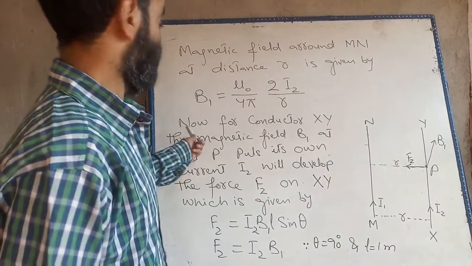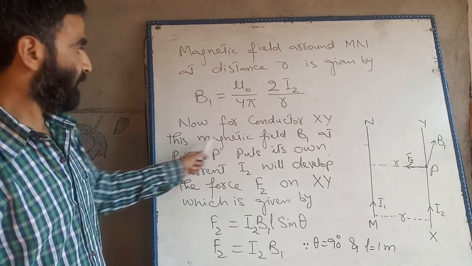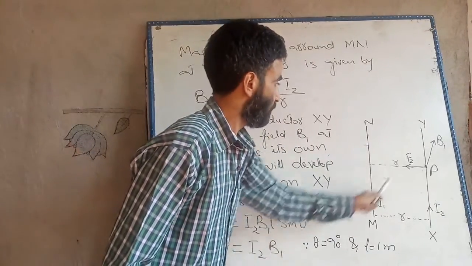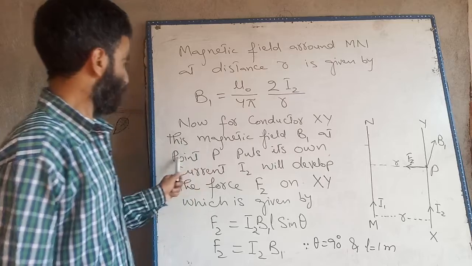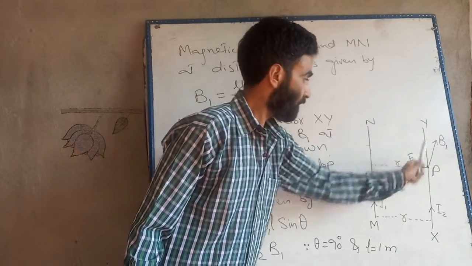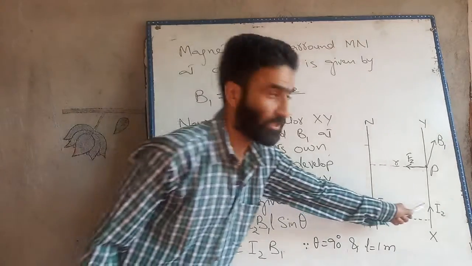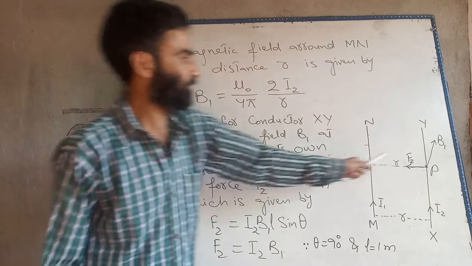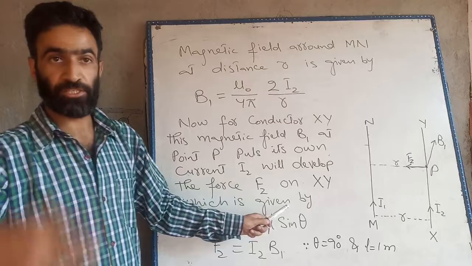See, I have written it for the next conductor over here. Now for conductor XY, this magnetic field B1. Here it comes. Field B1 at point P, plus its own current, that is I2, will develop the force F2 on XY, which is given by the relation of the force.